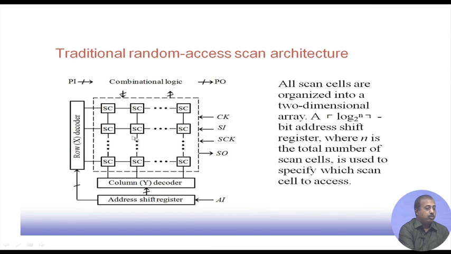So, if there are n scan cells, then a log n bit address shift register will be necessary, and out of these log n bits, some of the bits will be given to the row decoder, and some of the bits will be given to the column decoder. This address shift register has the cell address which we want to change. They decode the values, and the appropriate scan cell gets selected, and the scan input, whatever we are looking for, will be loaded into the corresponding scan cell.